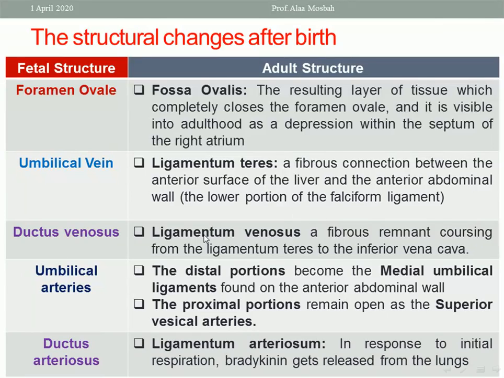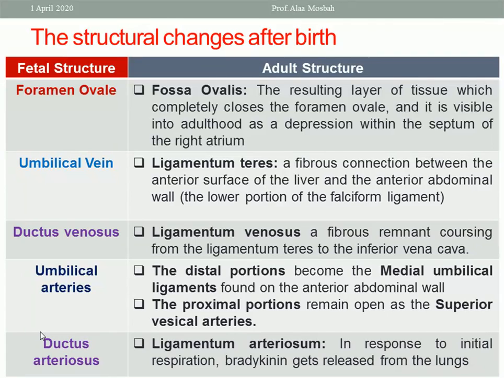What about the ductus venosus? It will be changed to be ligamentum venosum after delivery, a fibrous remnant coursing from the ligamentum teres to the inferior vena cava. What about the umbilical arteries? Its distal portion will form the medial umbilical ligaments found on the anterior abdominal wall and connected to the umbilicus. The proximal portion remains open and will form the superior vesical arteries. What about the ductus arteriosus? It will form the ligamentum arteriosum.